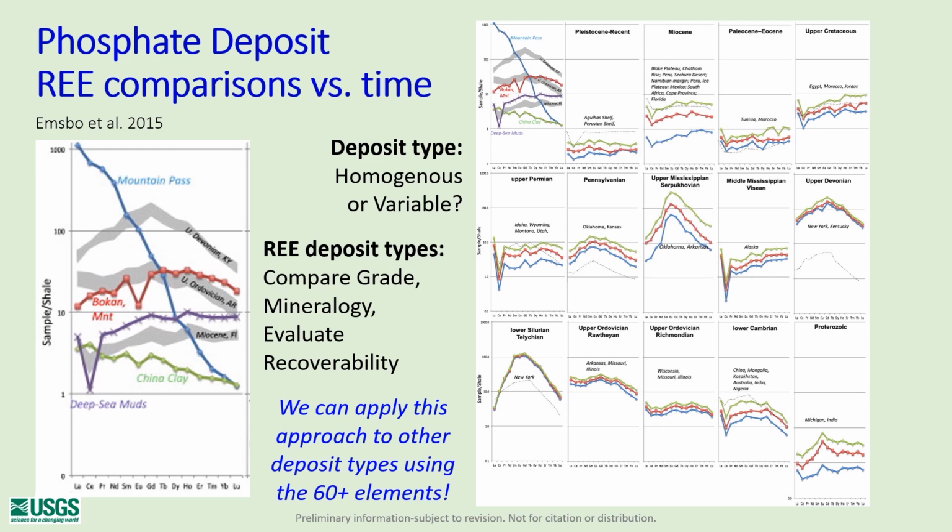The ease of dissolving rare earths from phosphate, together with this comparison, led Emsbo to suggest that recovery of rare earths from phosphate deposits could solve the rare earth element crisis. We can apply this approach to other critical mineral-bearing deposit types using the full suite of elements in the Global Geochemical Database.